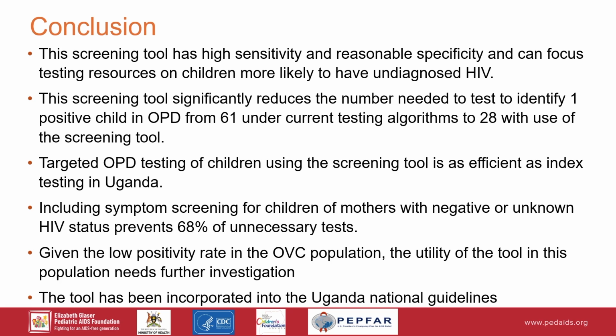Including symptom screening for children of mothers with negative or unknown HIV status prevents 68% of unnecessary tests. Given the low positivity rate in the OVC population, the utility of the tool in this population needs further investigation. The tool has now been incorporated into the Uganda National Guidelines on HIV testing of children.